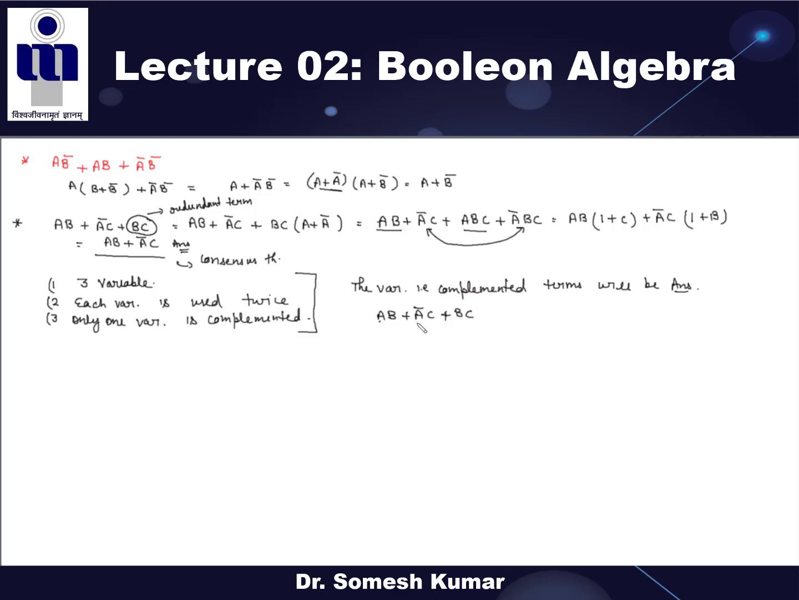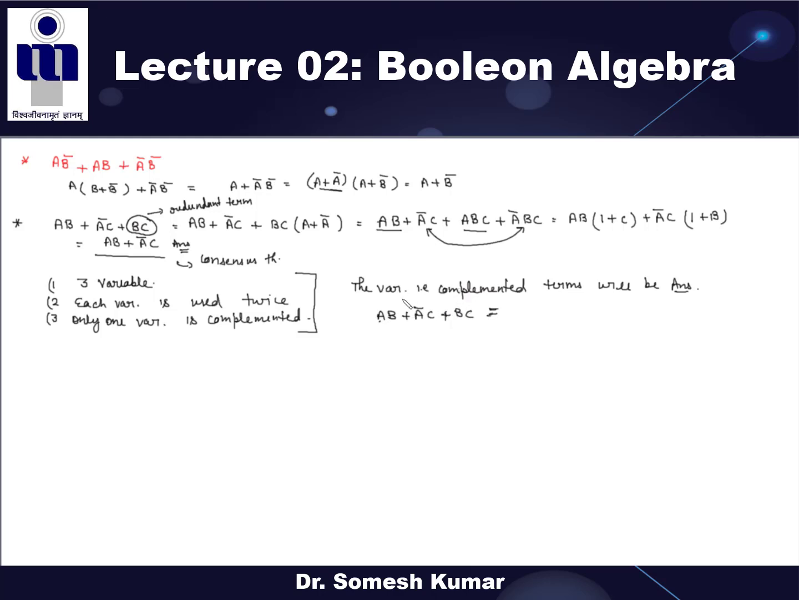For example, A and A bar are used two times, B is used two times, C is used two times, right? Only one variable is complemented. So what is the answer? Directly we can write. You can apply this trick as a shortcut for objective type questions where time is limited, and also in your other entrance exams.